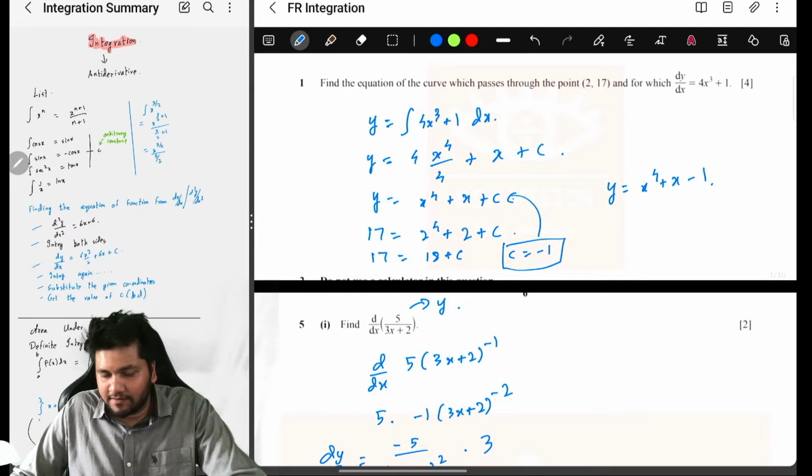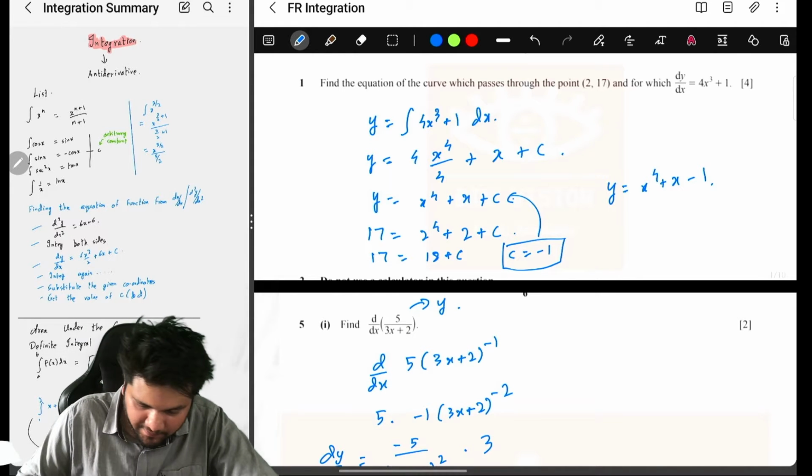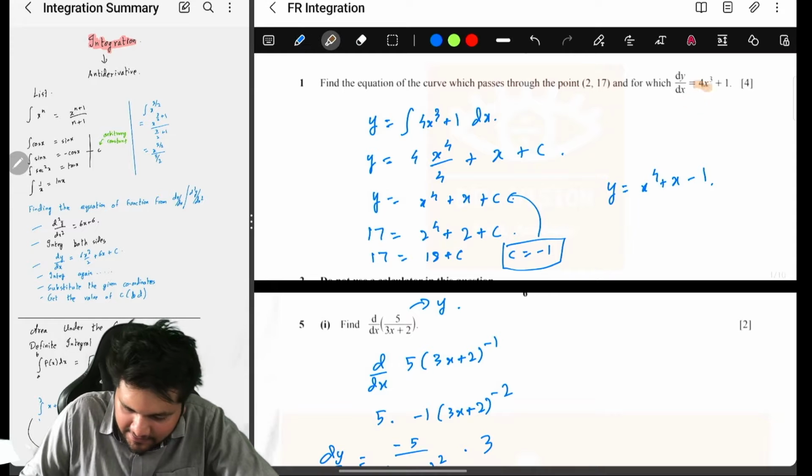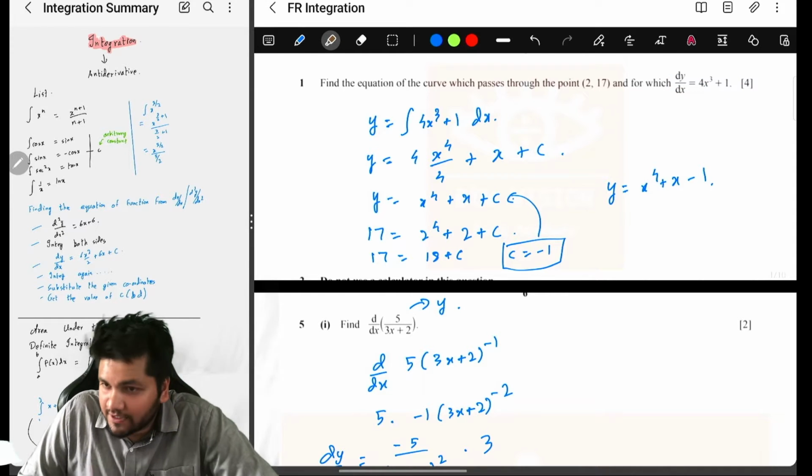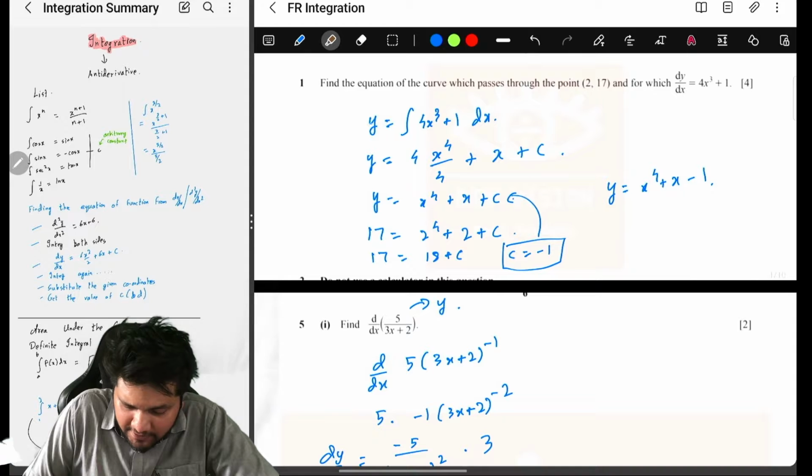So let's start with the questions of integration from the past paper. As you can see, the first one is dy by dx is equal to 4x cubed plus 1. You need to find the equation of y. So for finding y, we'll just integrate.